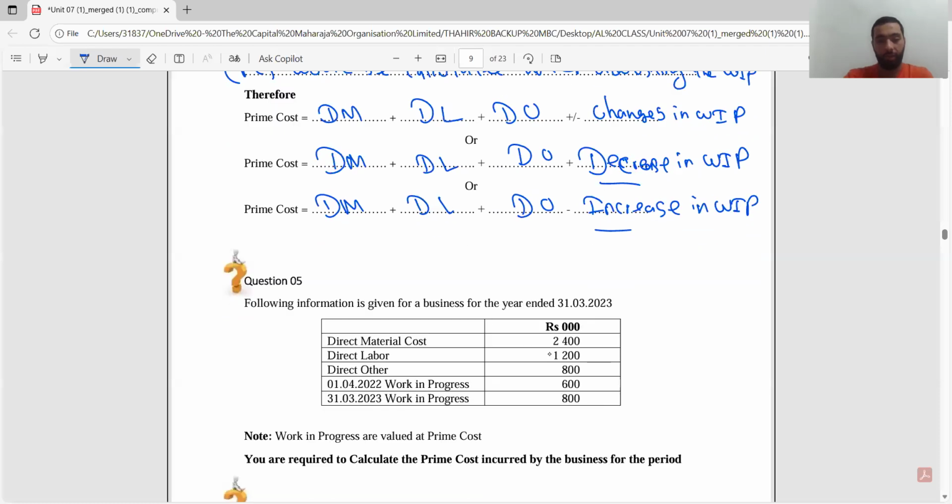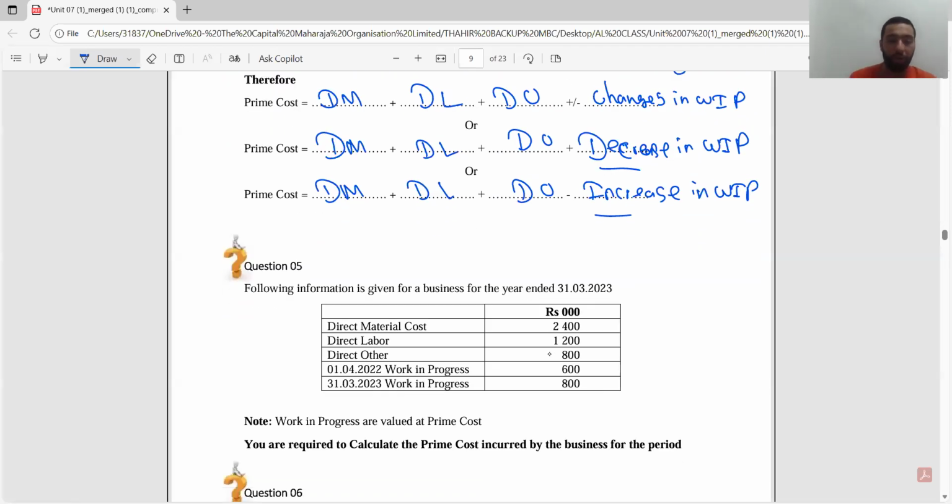Right. Okay. Now let's move on. You are required to calculate the prime cost incurred by the business for the period. Very simple.